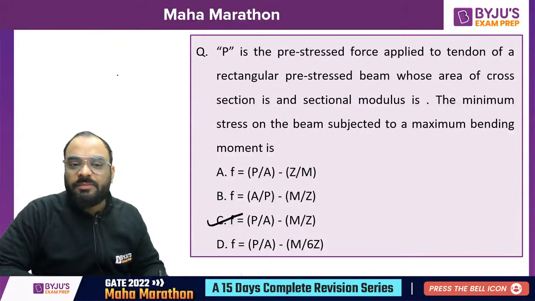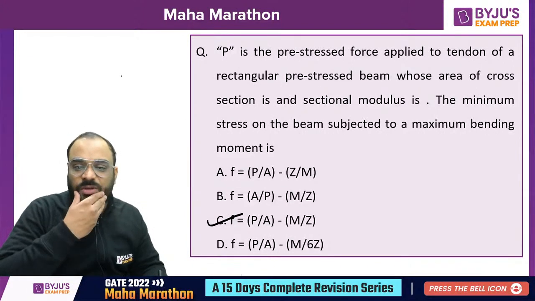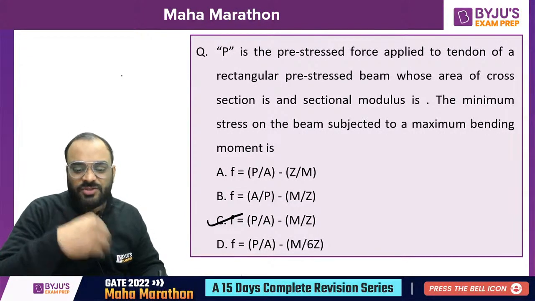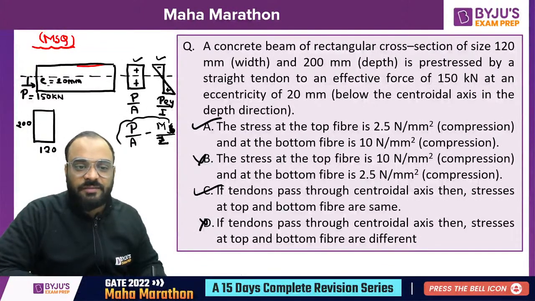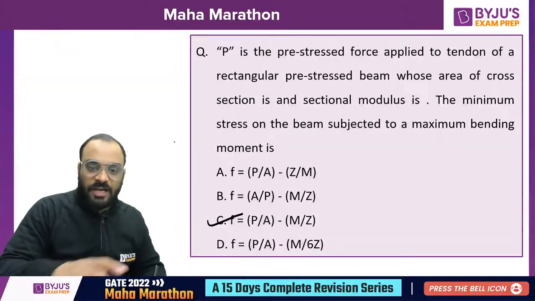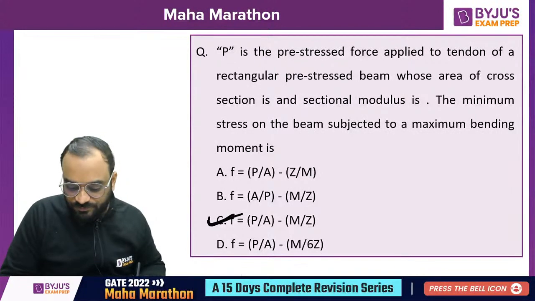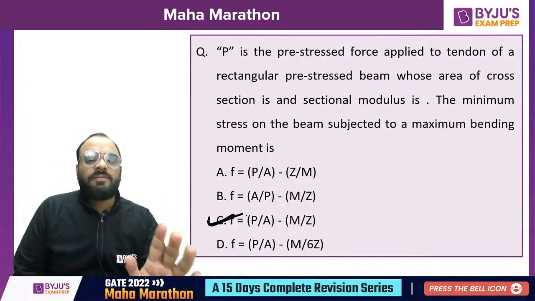So we need to calculate the minimum stress on the beam subjected to the maximum bending moment. So guys, you can see here that PE is basically the moment. At the top you may find P by A minus, instead of writing P into E, you can write M also, My by I. So I by Y is what? Z. So you can write Z and remove it. So ultimately this is the minimum stress which can occur. And that's why, guys, C is the correct answer. All of you are able to understand or not?